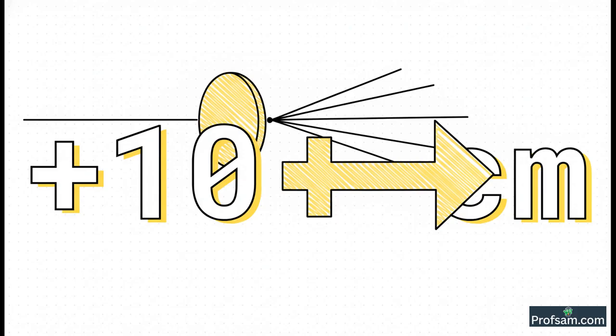So, what does this plus sign tell us? It means the image is formed 100 centimeter away on the right side of the surface in the same direction as the light. This means it's a real image. Dekha? It's really that simple once you get the hang of it.